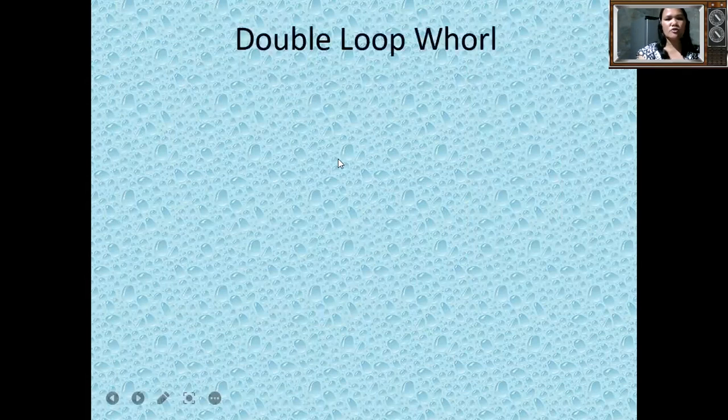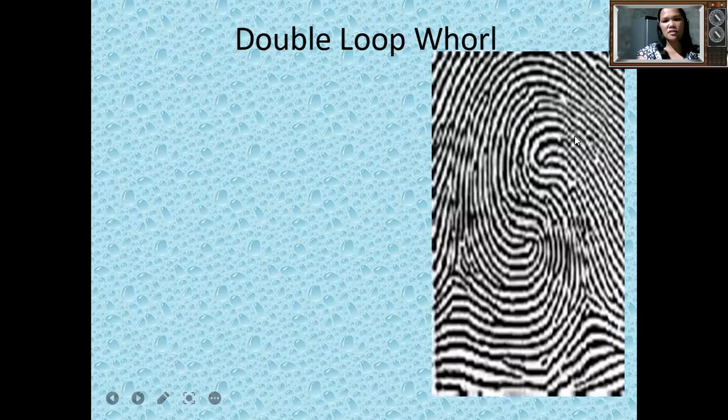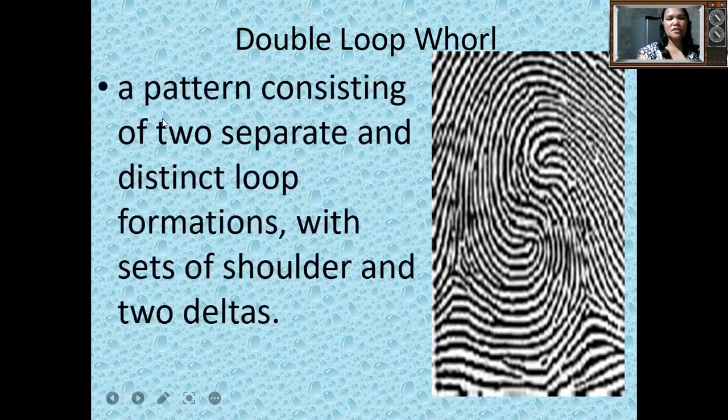Now, we have the so-called double loop whorl. It means that it consists of two loop formations. Like this, it could be an S form. This is the loop in here, and this is also the other loop. This is the left delta, and in here is the right delta. So the requirement in here is that this is a pattern consisting of two separate and distinct loop formations with sets of shoulder and two deltas. Meaning they have their own sets of shoulder. They are separate. They have two separate and distinct loop formations.